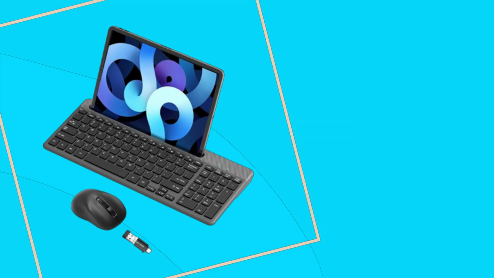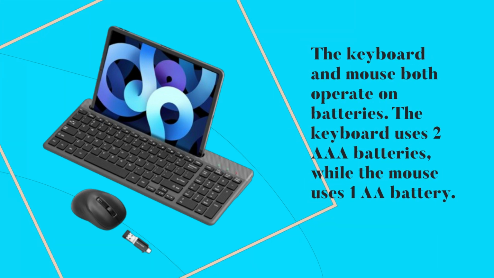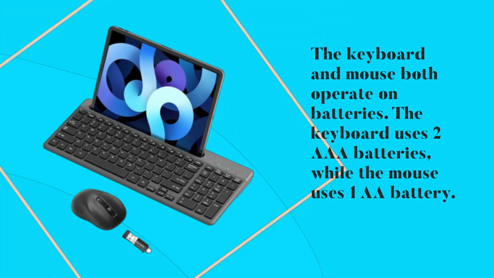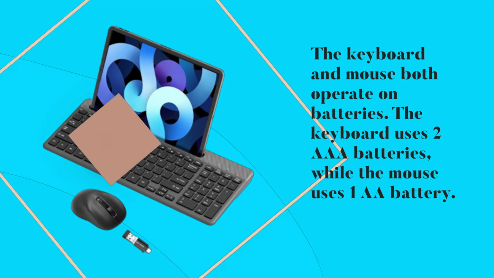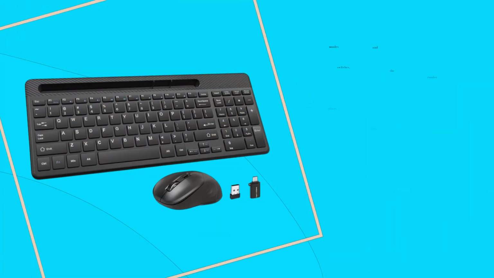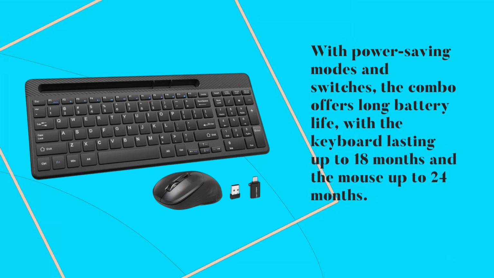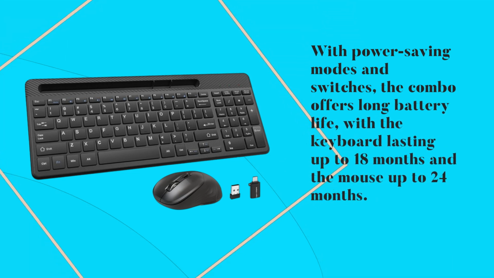The keyboard and mouse both operate on batteries. The keyboard uses two AAA batteries, while the mouse uses one AA battery. With power-saving modes and switches, the combo offers long battery life, with the keyboard lasting up to 18 months and the mouse up to 24 months.